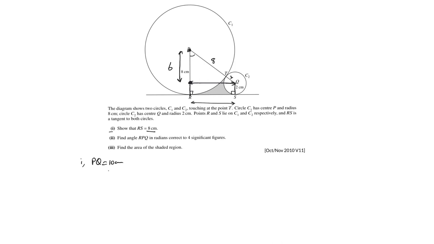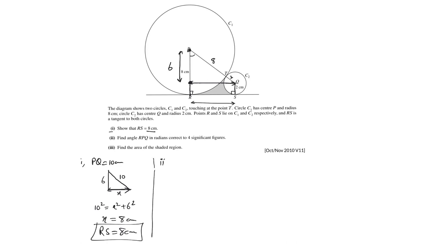So I have a right angle triangle being formed, in which the hypotenuse is 10 and this length is 6. I need to calculate this length. I'll be using Pythagoras theorem. So 10 square is equal to x square plus 6 square, and the value of x square would be 100 minus 36, 64, and the square root of this is 8 centimeters. So if this length is 8 centimeters, then RS must be 8 centimeters because it's the length of a rectangle. In a rectangle, opposite lengths are equal, right?